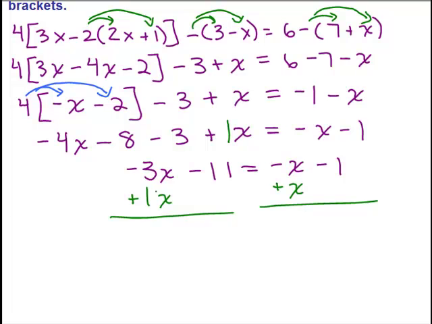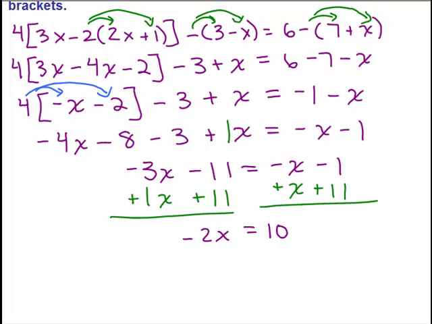And so if I'm going to have the variables on the left, I need to get rid of this -11 by adding 11 to both sides. And that leaves me on the left side with -3 plus 1. That's the new coefficient of x will be -2x. And on the right side, -1 plus 11 is 10.